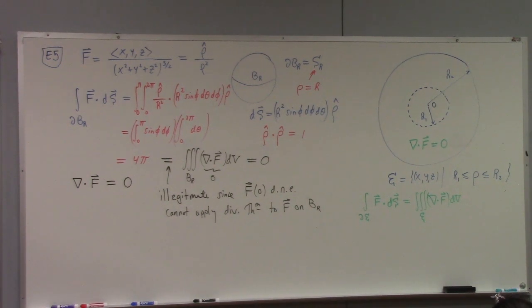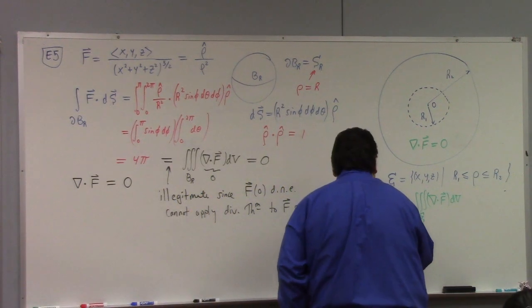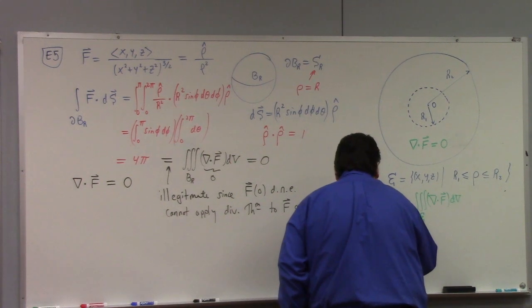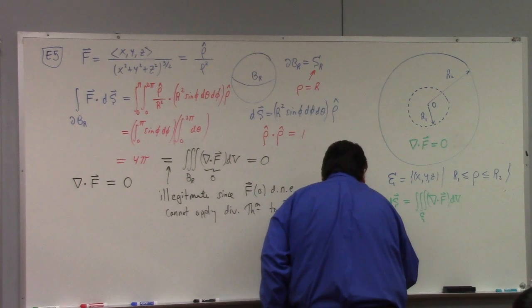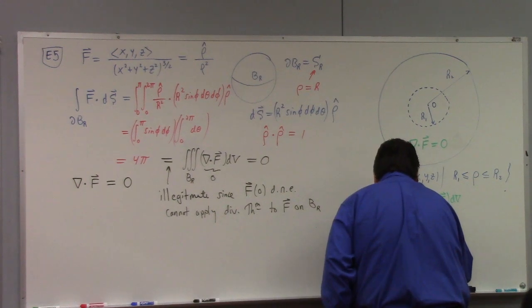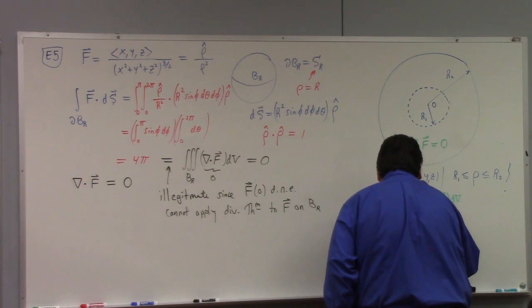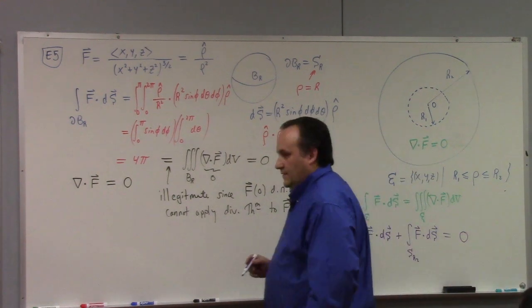What's the cost of punching the hole out? The cost is that when we apply the divergence theorem, we have to account for the inner boundary. So the boundary has two pieces. It's got the outer piece and the inner piece, right? So what this gives you is that the surface integral of f dot dS along minus the sphere of radius r1 plus the integral over the sphere of radius r2 is equal to 0.